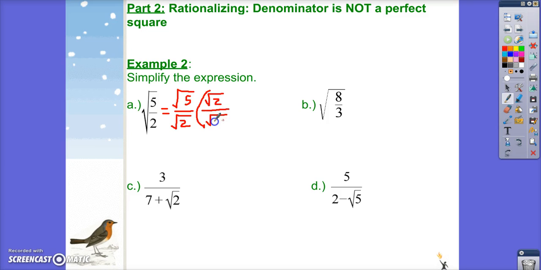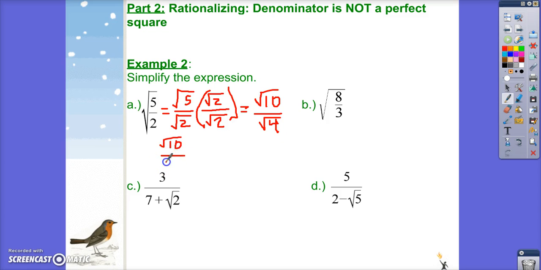When you multiply roots, you multiply like terms across. So square root of 5 times square root of 2 is square root of 10. Square root of 2 times square root of 2 is square root of 4. So I get square root of 10 over 2.